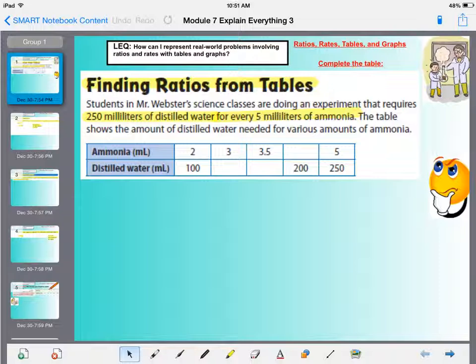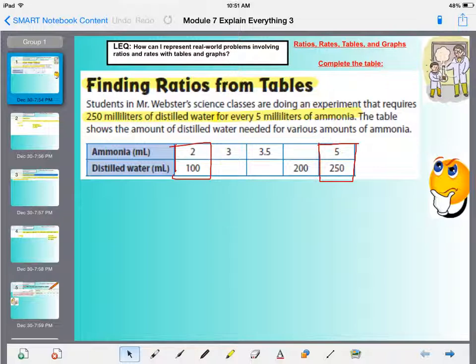And this first example talks to us about students in a science class. The information given is that for every 5 milliliters of ammonia, it requires 250 milliliters of distilled water. In addition, the information given on this table is that for every 2 milliliters of ammonia, we need 100 milliliters of distilled water. So a lot of information given, and then our job is to complete the table.